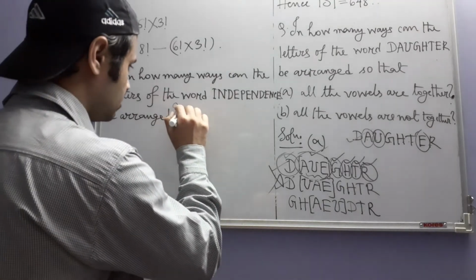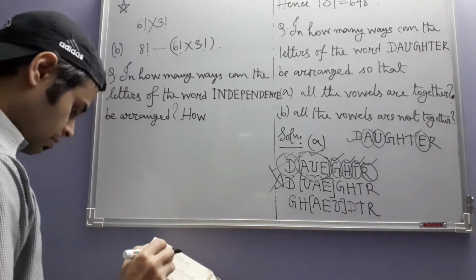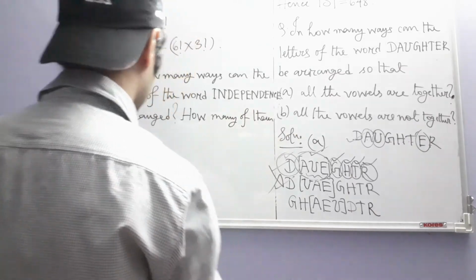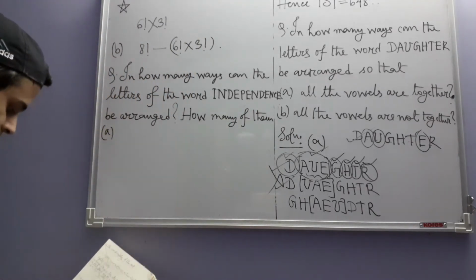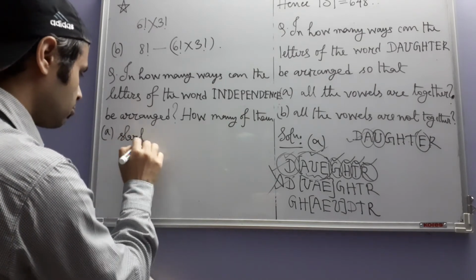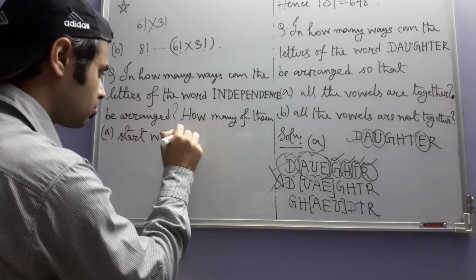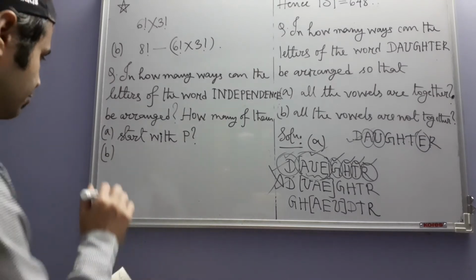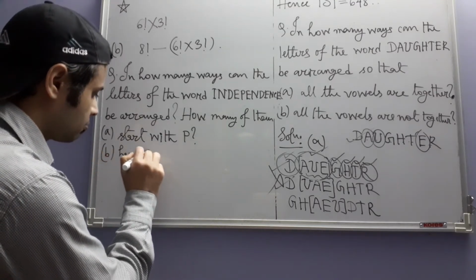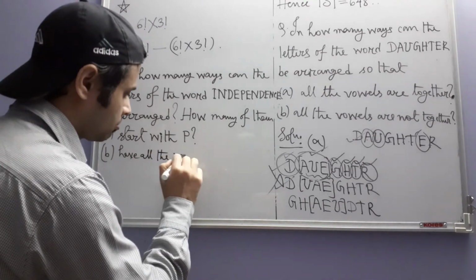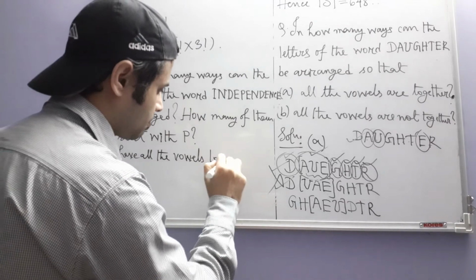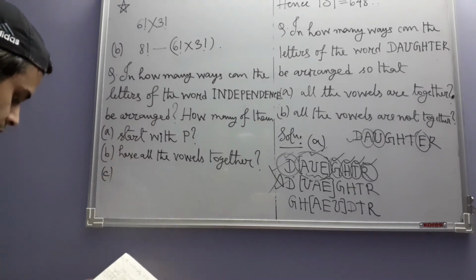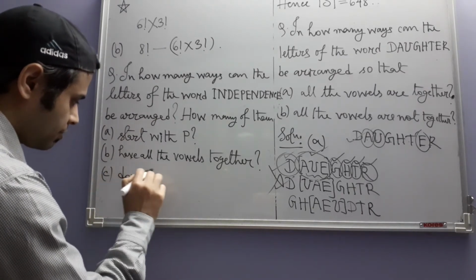Additionally, it also asks how many of them, okay, now there are some parts. Part A, how many of them start with P? Part B, have all the vowels together. Part C, don't have all the vowels together.